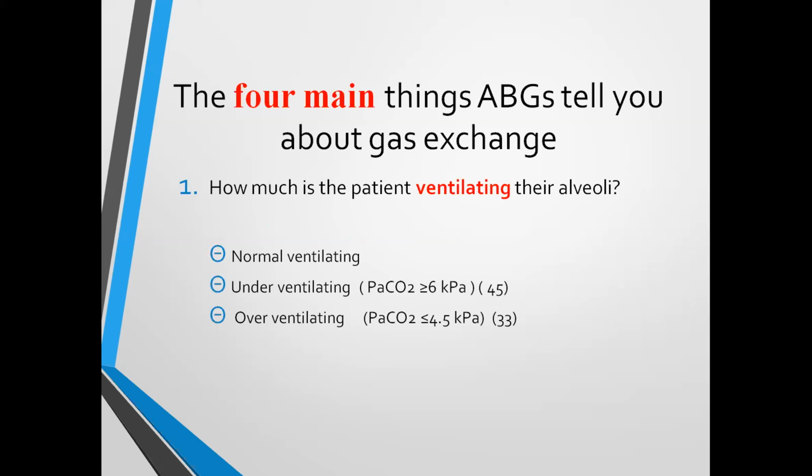ABGs basically tell us about some common things that you have to know. There are basically 4 things that ABGs describe for us. The first thing is ventilation. With the help of ABGs, we can know how much this patient is ventilating their alveoli, and whether our patient is adequately ventilated or not. Ventilation has a close association with PCO2. In normal ventilation, the patient's blood gases are in their normal state.